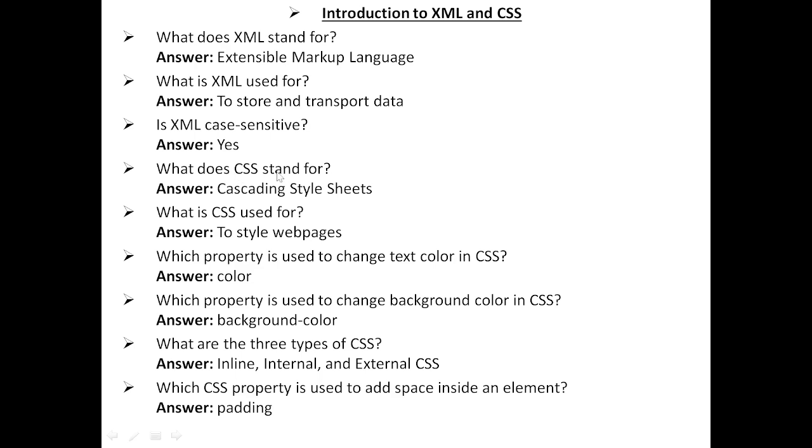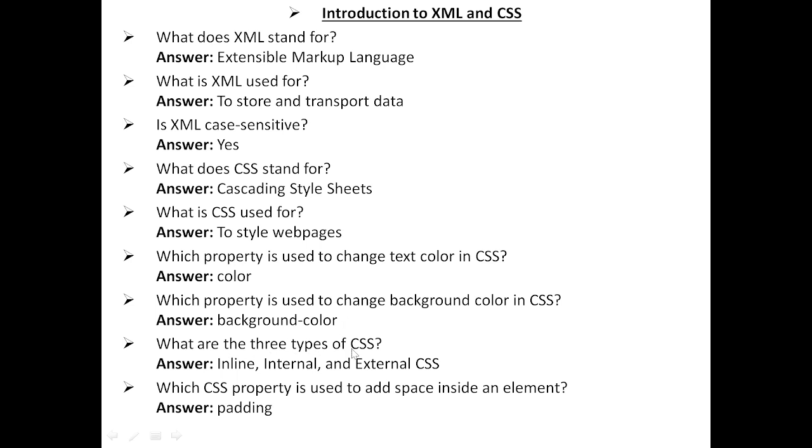What does CSS stand for? CSS means cascading style sheet. What is CSS used for? To style web pages we use CSS. Which property is used to change text color in CSS? That is color. Which property is used to change background color in CSS? That is background color.